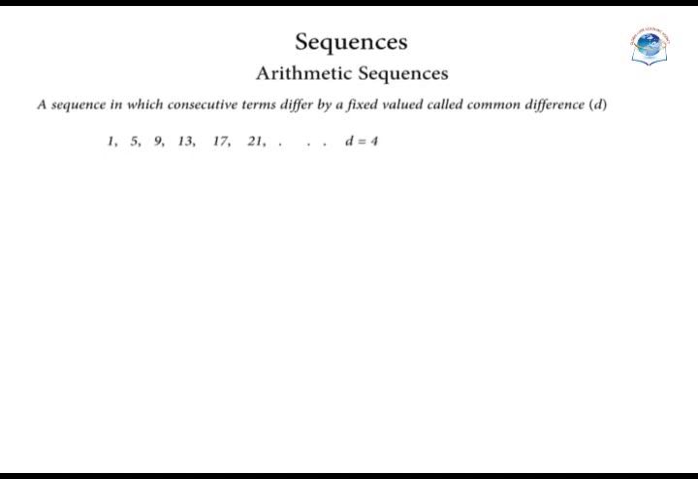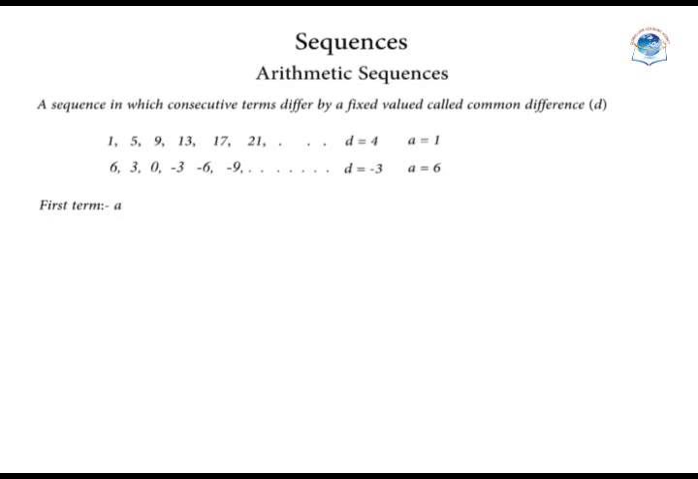The fixed value is called the common difference, D. The common difference could also be negative. For example, in this sequence, the common difference here is negative 3. The first term is represented by A. So in the first sequence, A is equal to 1, and in the second sequence, A is 6.